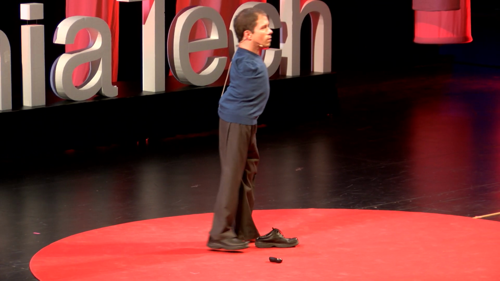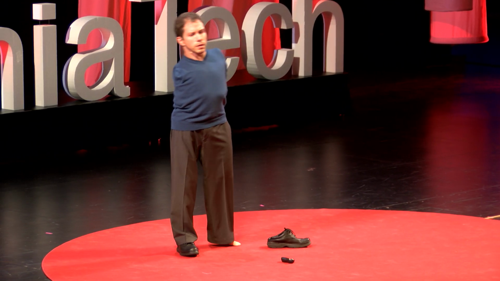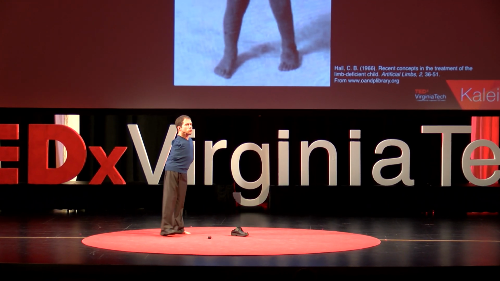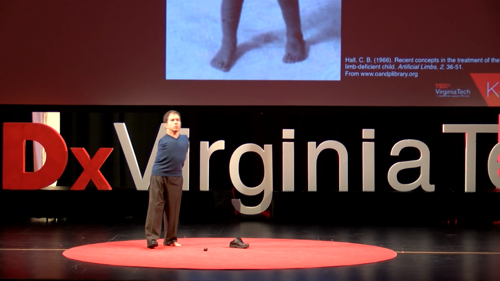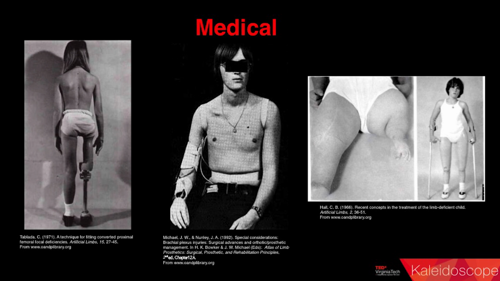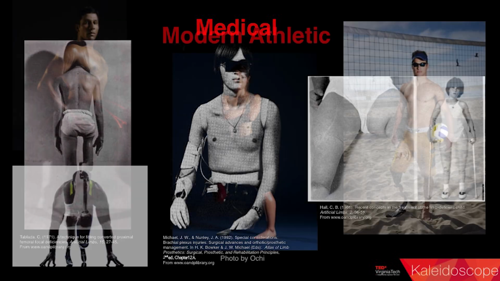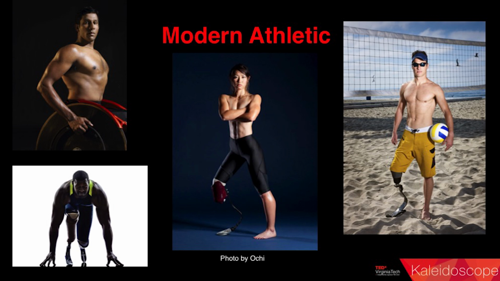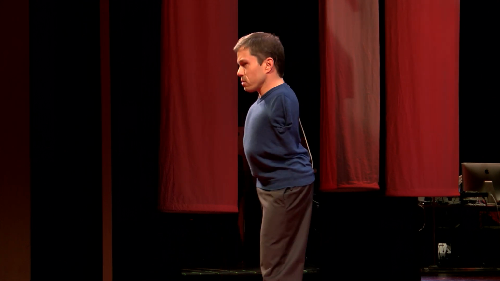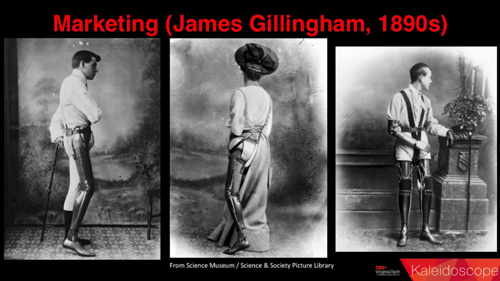About 5 years ago, I started very casually researching how people with disabilities are portrayed in photography. And it turns out that there are several distinct genres, each containing its own message. So a couple examples. A medical model, as is seen here, and here are some other examples. A very different kind of genre is the modern athlete, and you can easily find images like this doing a simple Google search. A kind of diverse genre is one that involves sales or marketing, and I really like these vintage images by James Gillingham, who designed and tried to sell artificial limbs.